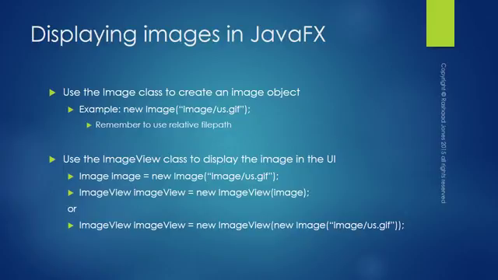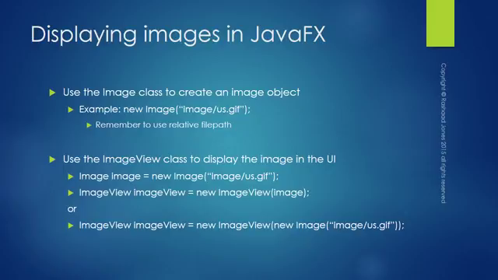Once we create an Image object, we can then use the ImageView class to display the image in the UI. It's very important that we create an ImageView object, because this is what gets displayed on the UI. We have to attach the ImageView as a node to a pane, and then the pane gets attached to the scene, the scene gets attached to the stage, and then we're good to go. You cannot directly attach an Image object to your pane. That will lead to a compile error. You have to do it through an ImageView.